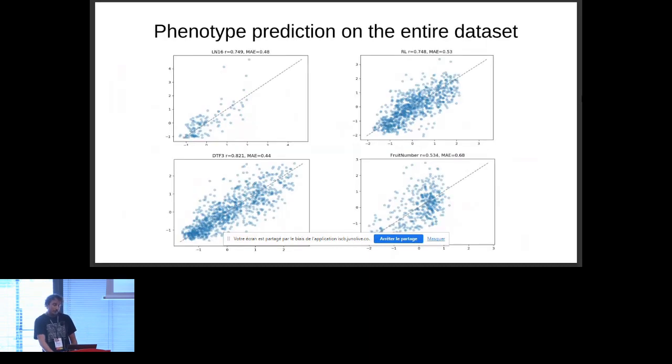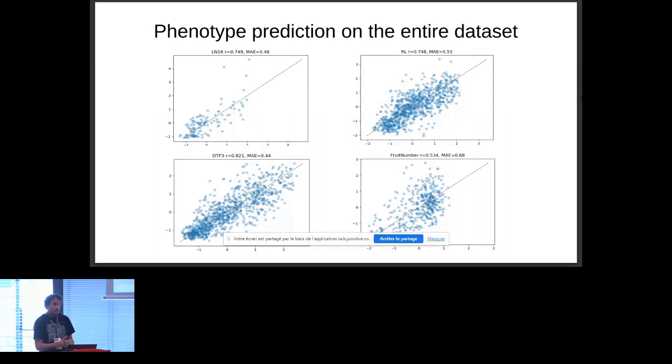Among 288 phenotypes, we were able to predict 75 of them with a Pearson correlation greater than 0.4 and a Bonferroni corrected significant p-value. To give an idea of how they may look like, here I show 4 of them in clockwise order. You have leaf number, root length, the fruit number, and the days to flowering time.